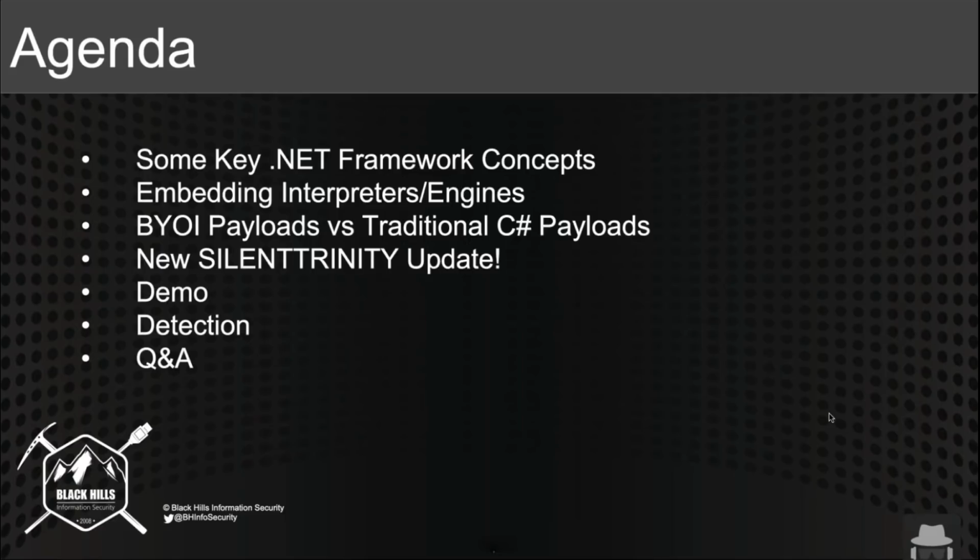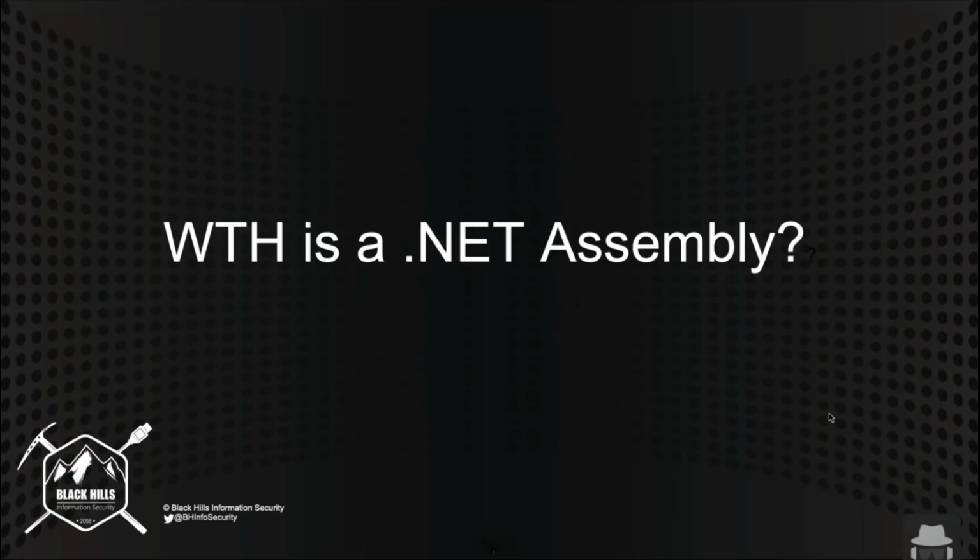So first things first, we have to understand what a .NET assembly is, because I feel like a lot of people have heard this term thrown around a lot and not actually understood what it is. All you really need to know is that a .NET assembly is a blob of precompiled code that any .NET language can interpret and execute. That's a very high-level description of what that actually is.